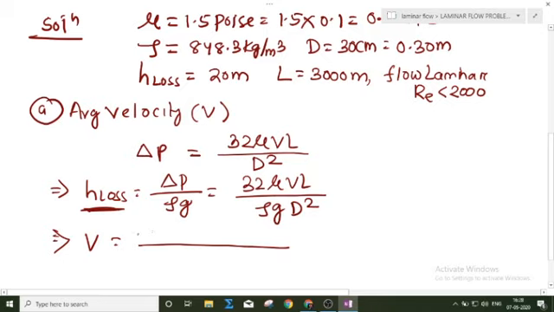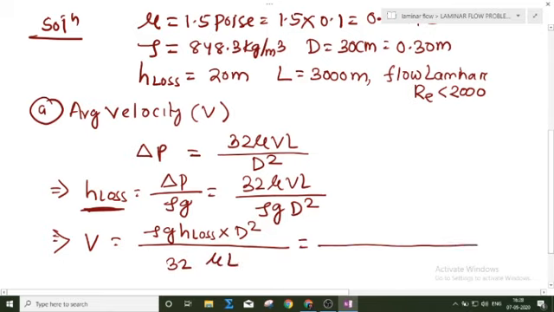This V we can find out. This is rho G into the head loss, into d square, divided by 32 into mu into L. So can you put all the data that are given to you?